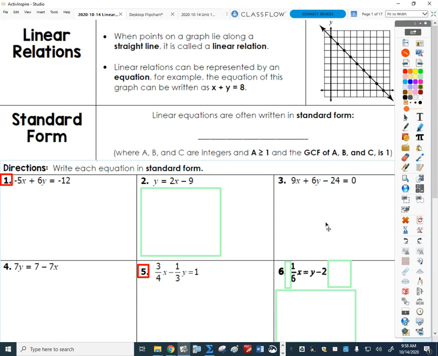So we're going to look at linear relations. When points on a graph lie along a straight line, we call that a linear relation, right? The equation that we would attach to that would be a linear equation. We have different ways of writing those. Here's one example of a way that we could write a line, in the form x plus y equals 8. The one you're most familiar with is probably point slope form, and we'll get to that. But there are other forms that we use, and one of those is called standard form.